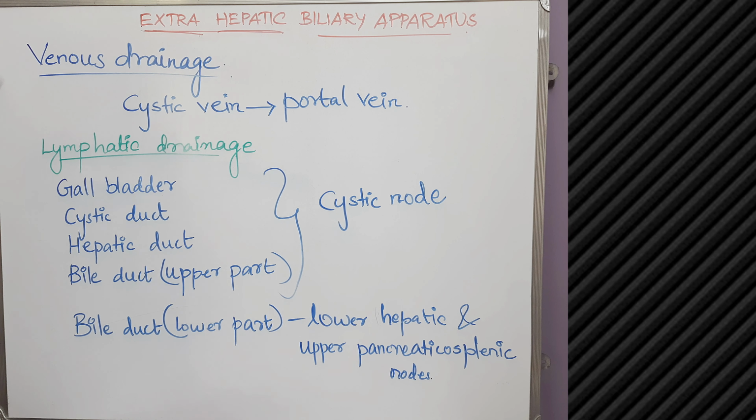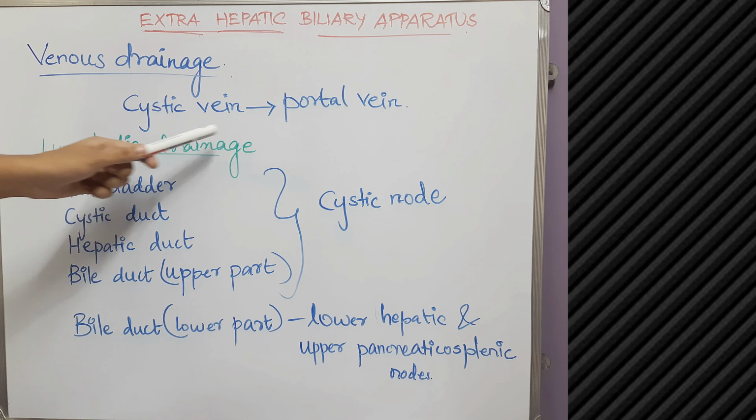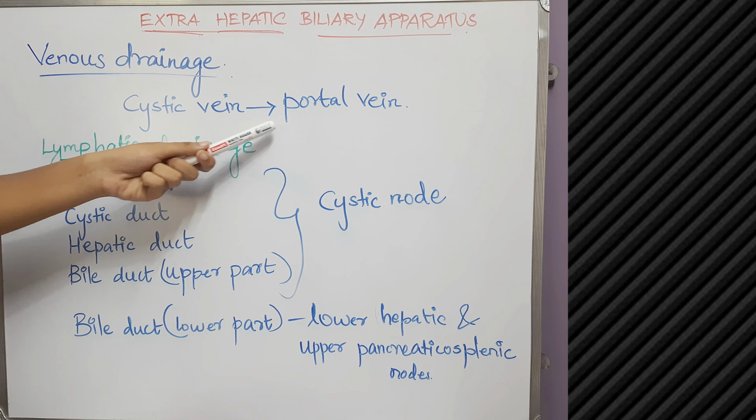Let's see about the venous drainage of extrahepatic biliary apparatus. The main vein is the cystic vein which drains into the portal vein.